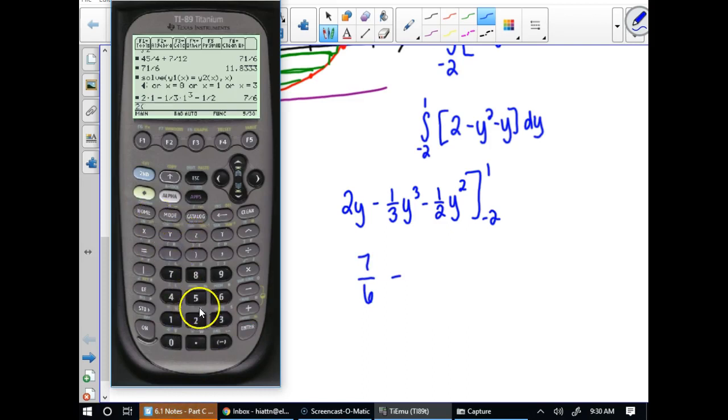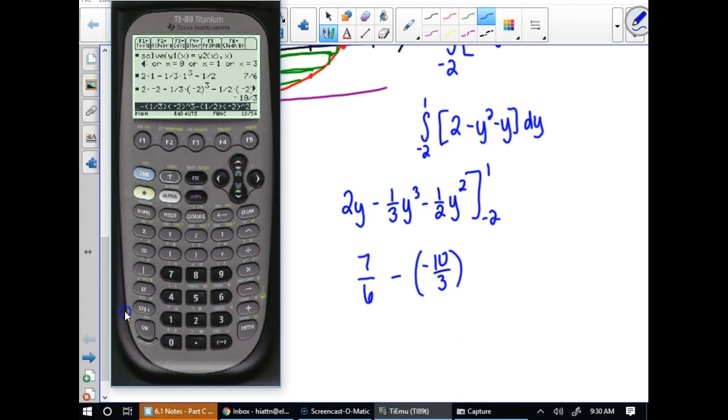and then when we plug in -2, we'll have 2 times -2 minus 1/3 times -2 2/3 minus 1/2 times -2 2/2. Hope I put everything in there right. So that gives us -10/3. So we're going to have 7/6 plus 10/3, and we're going to get 9/2.